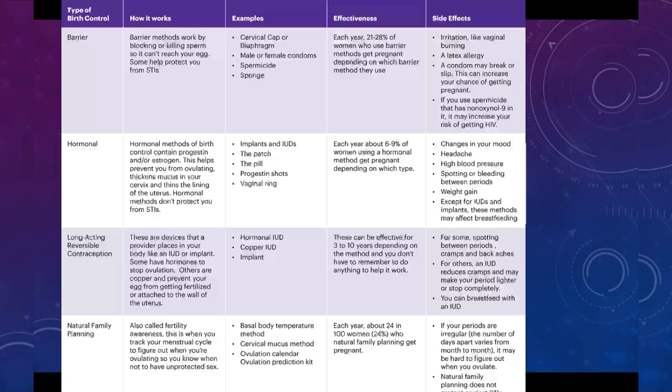You have natural methods. You have abstinence, or no sex. You have the withdrawal method. Some women study their menstrual cycle. It's called the rhythm method. All right, so what I need you to do here, go on and start studying your hormonal, your barrier, and your natural methods. I gave you the names, so just read up more on them.